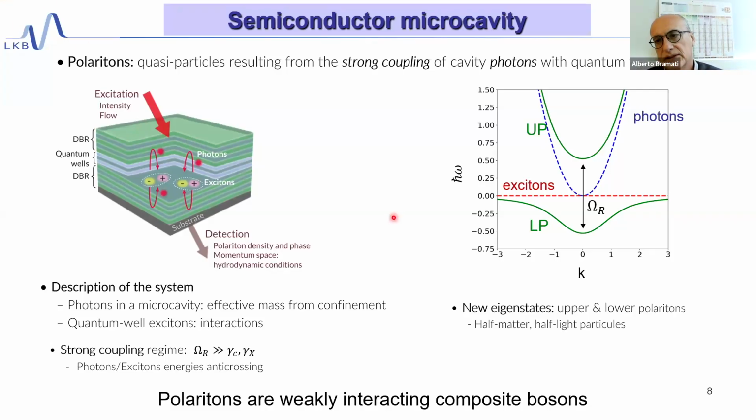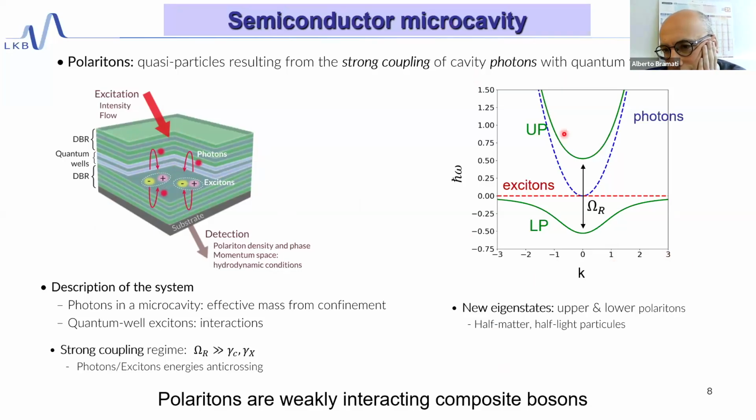I have reported here in this graph the dispersion curve for the system. We have here the energy as a function of the wave vector in the transverse plane. Indeed, as I have already pointed out, the excitons and then the polaritons are free to move in the transverse plane. So the polariton fluids are essentially two-dimensional fluids that live in the transverse plane of the structure. So this is the dispersion curve: energy as a function of the wave vector in the transverse plane.